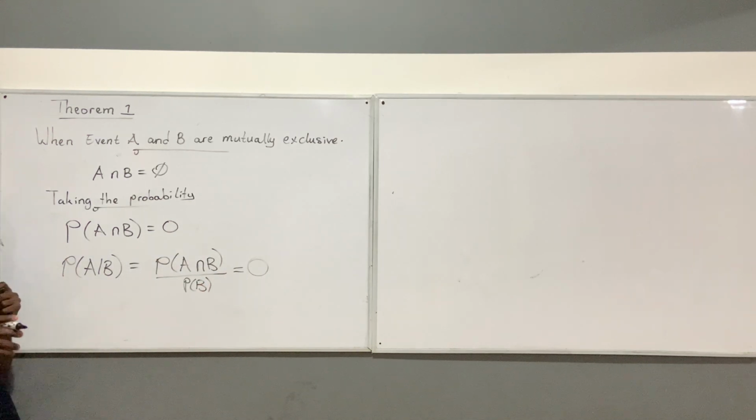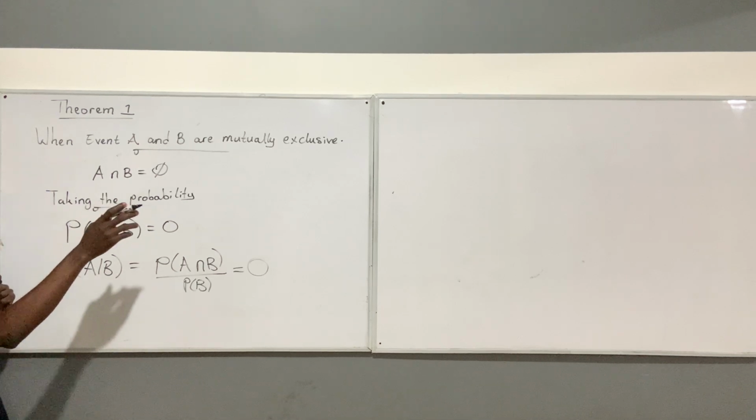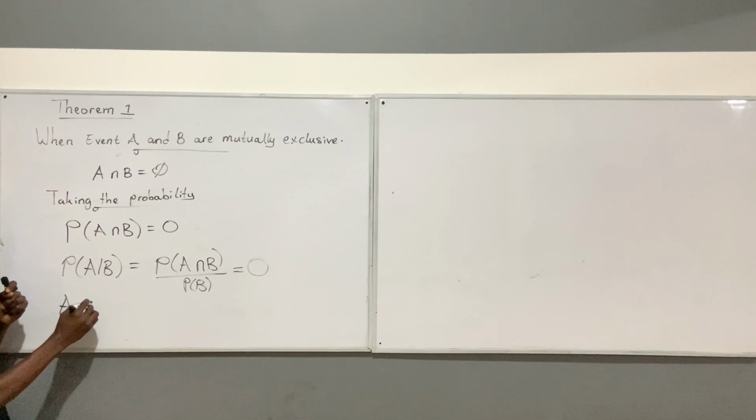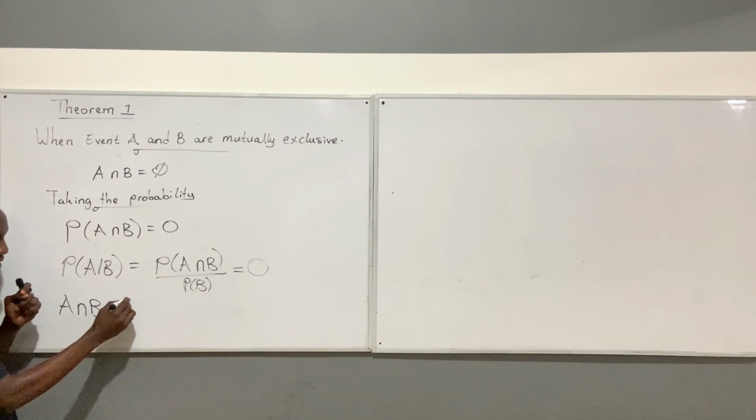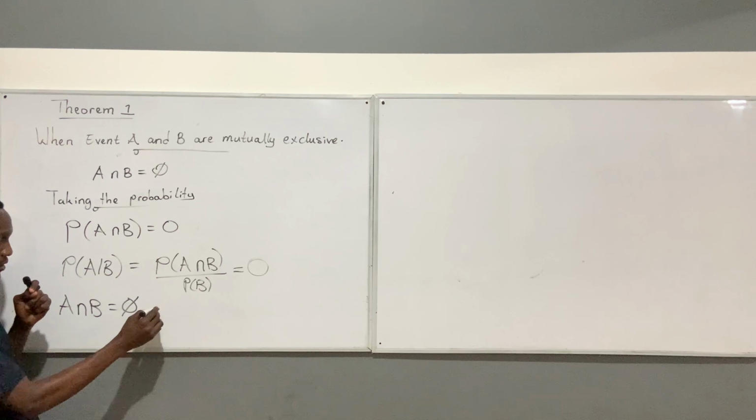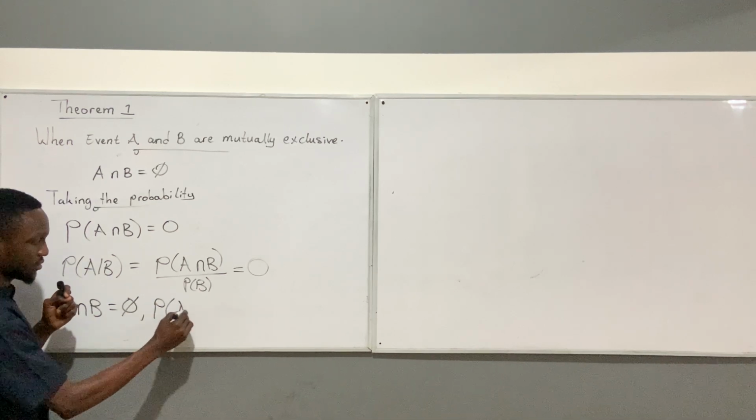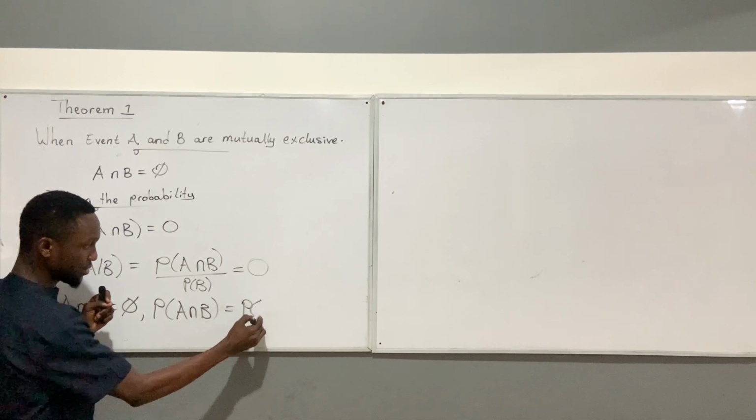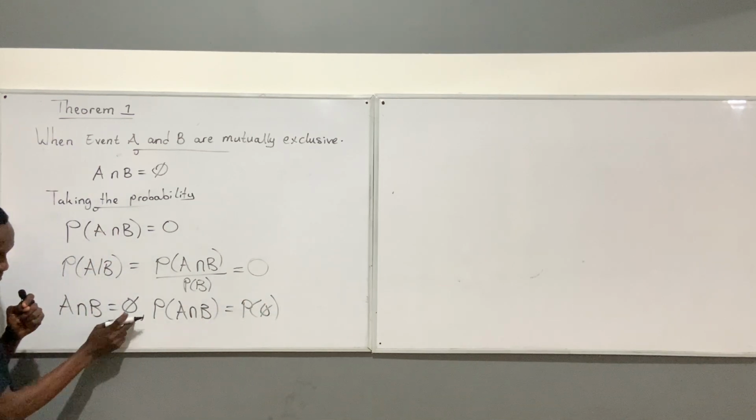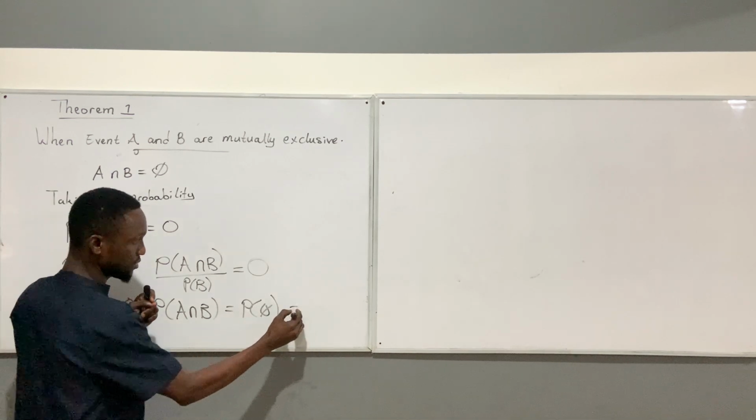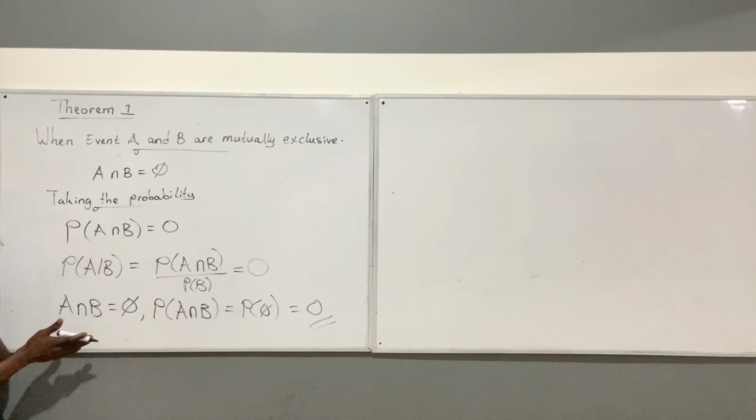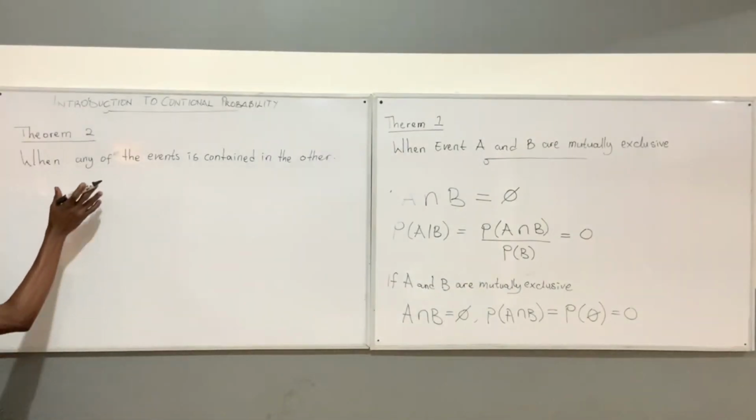0. Therefore, we can finally conclude that in mutually exclusive events, when the events A and B occur together, they will give us a null set. When we take the probability of the events occurring together, we are going to get the probability of the null set. Do you understand now? Which is going to give us 0. So this is the mutually exclusive event for conditional probability. Now look at theorem 2.